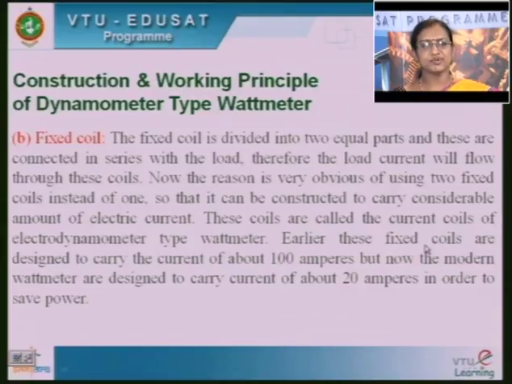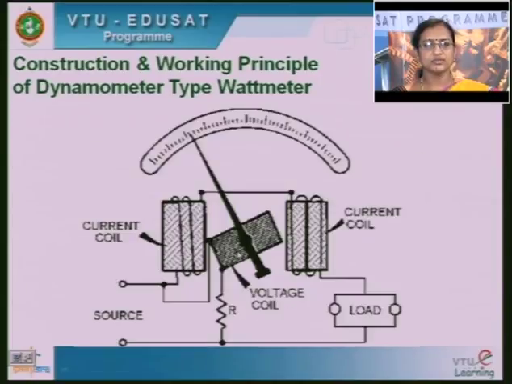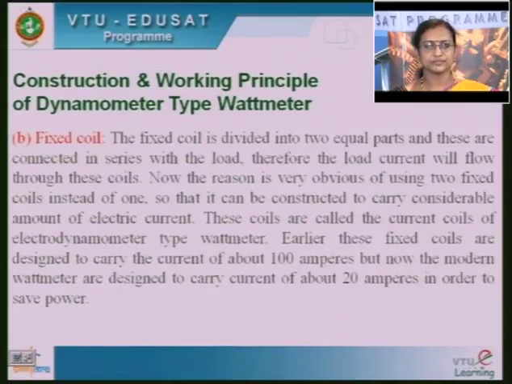In the previous electrodynamometer type wattmeter, the current measured by those meters was about 100 amperes. Now in the case of this modern wattmeter, these are designed to carry a current of about 20 amperes in order to save power. So this is the construction of the moving coil and fixed coil.